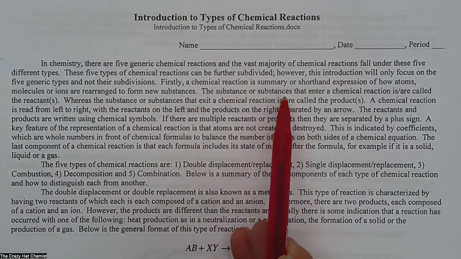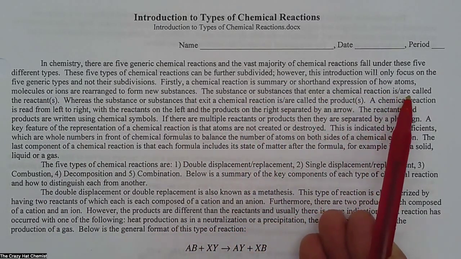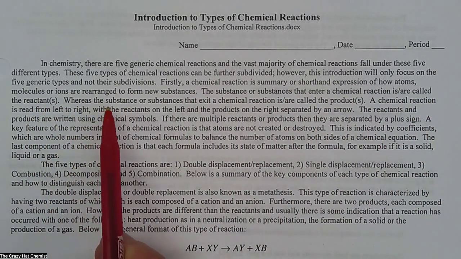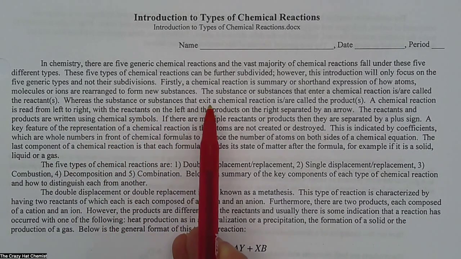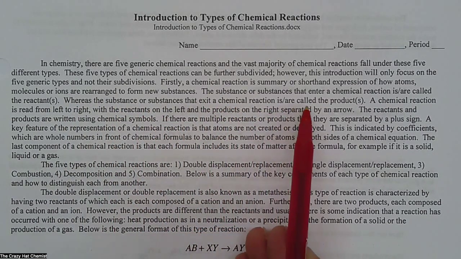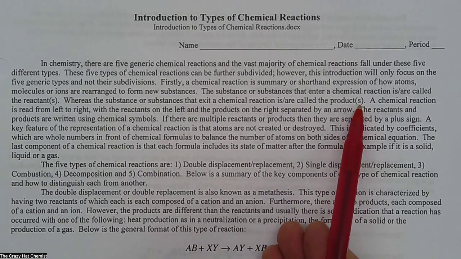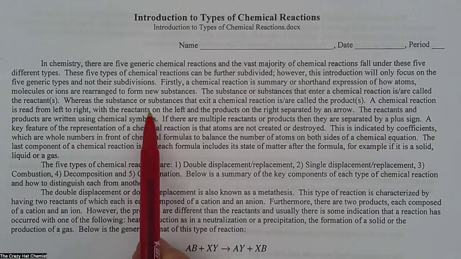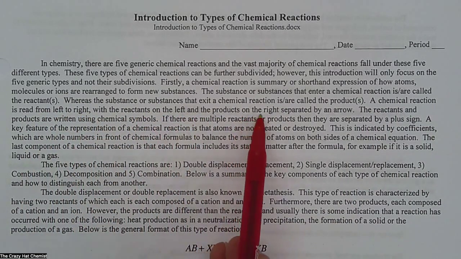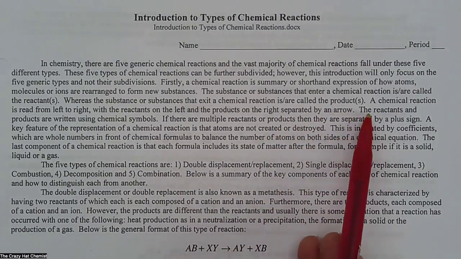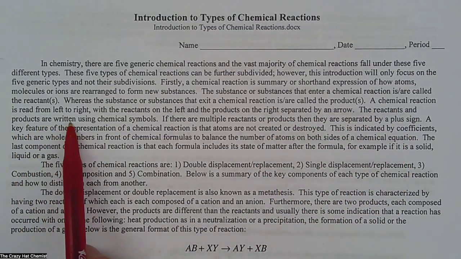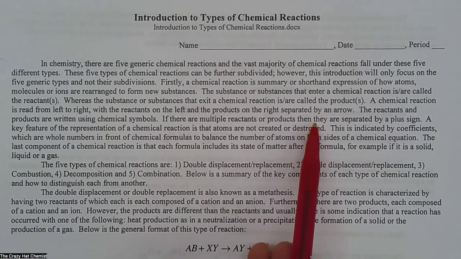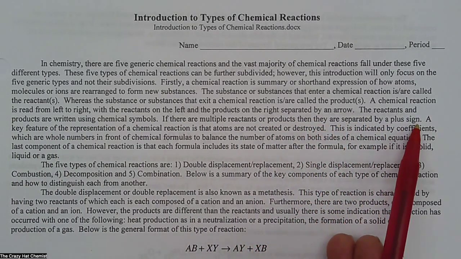The substance or substances that enter a chemical reaction is or are called the reactant or reactants, whereas the substance or substances that exit a chemical reaction is or are called the product or products. A chemical reaction is read from left to right with the reactants on the left and the products on the right, separated by an arrow. The reactants and the products are written using chemical symbols. If there are multiple reactants or products, then they are separated by a plus sign.